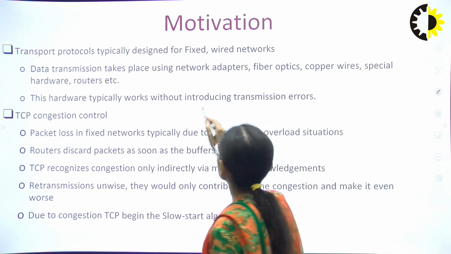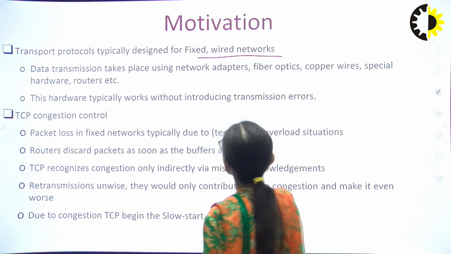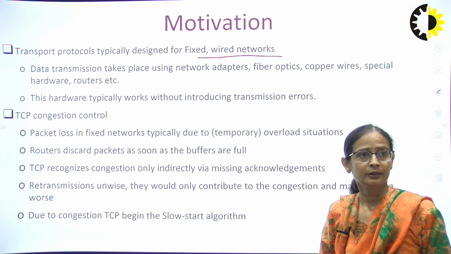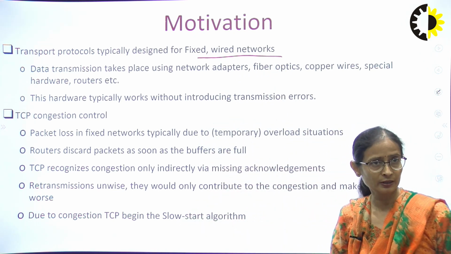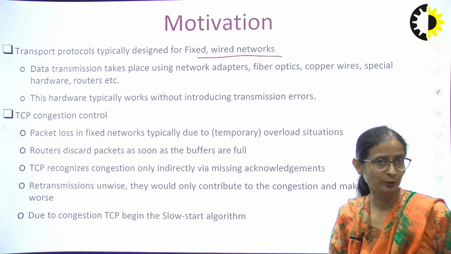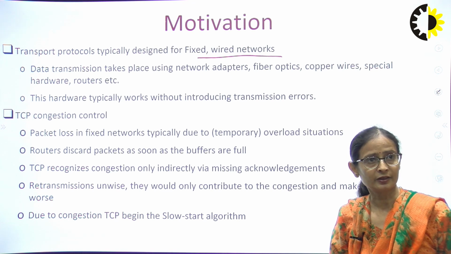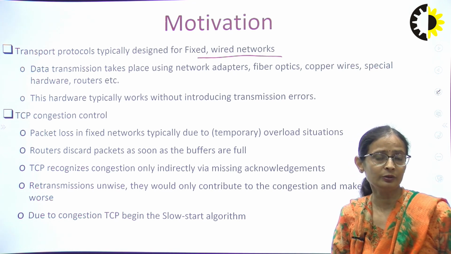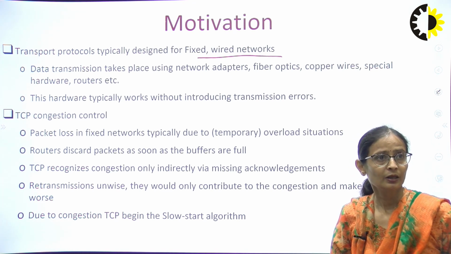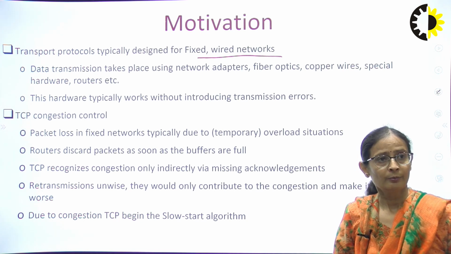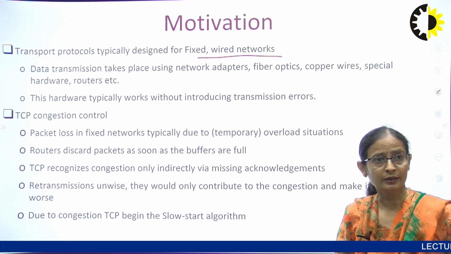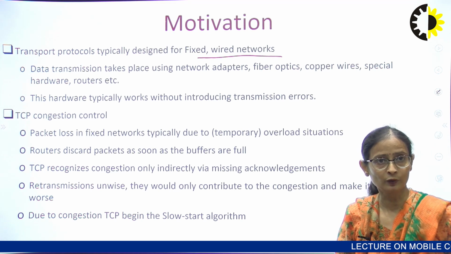So, here it is basically designed for the fixed or wired networks. Data transmission takes place using network adapters, fiber optics, copper wires, special hardware, routers, etc. This hardware typically works without introducing transmission error. TCP congestion control: packet loss in a fixed network is typically due to a temporary overload situation.